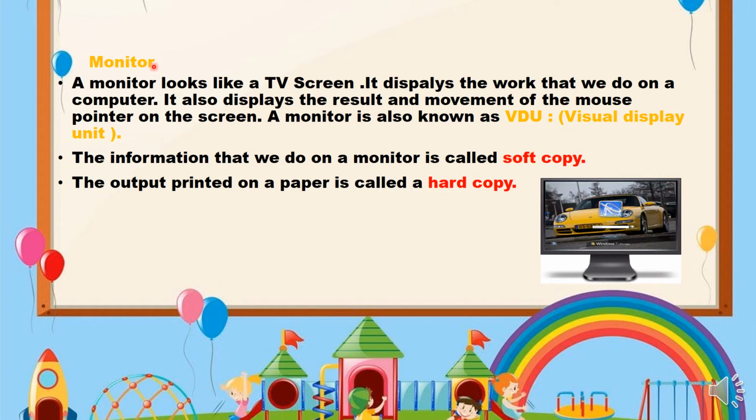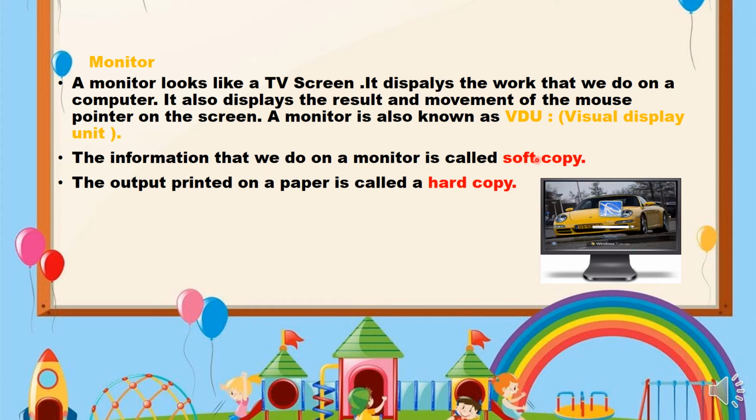What do you mean by monitor? A monitor looks like a TV screen. It displays the work that we do on a computer. It also displays the result and movement of the mouse pointer on the screen. A monitor is also known as video, that is visual display unit. The information that we see on a monitor is called soft copy.